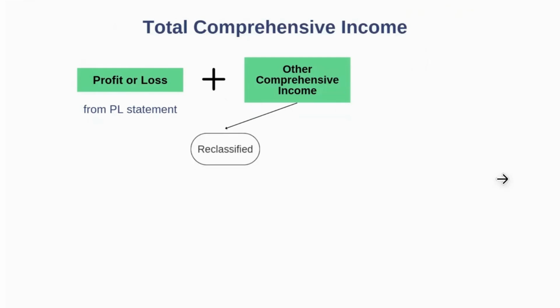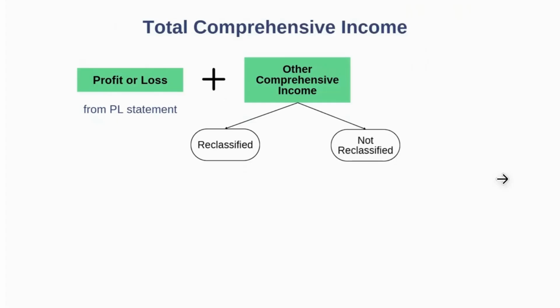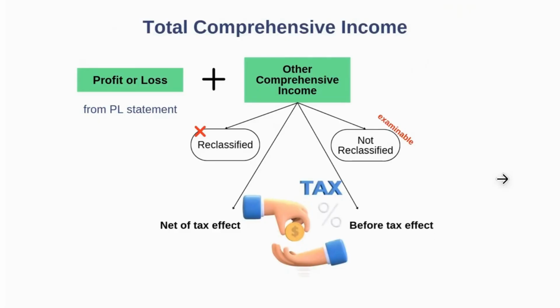So now let's look at the composition of total comprehensive income. It has profit or loss from the P&L statement and then other comprehensive income. Other comprehensive income should be divided into two categories: reclassified to profit or loss and not reclassified to profit or loss. Those reclassified to profit or loss are not examinable in the financial reporting exam, and those not reclassified to profit or loss are examinable. And also other comprehensive income we can show in two different approaches, net of tax effect or before tax effect.